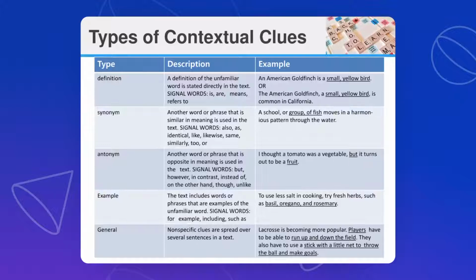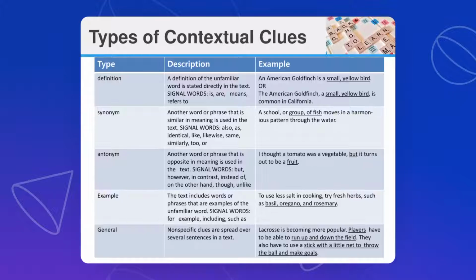The fourth type, the example. Oftentimes you'll have it introduced with phrases such as for example, or including, or such as. And here's our example of the example. To use less salt in cooking, try fresh herbs such as basil, oregano, and rosemary. And sure enough, we had that phrase, such as, to clue us.